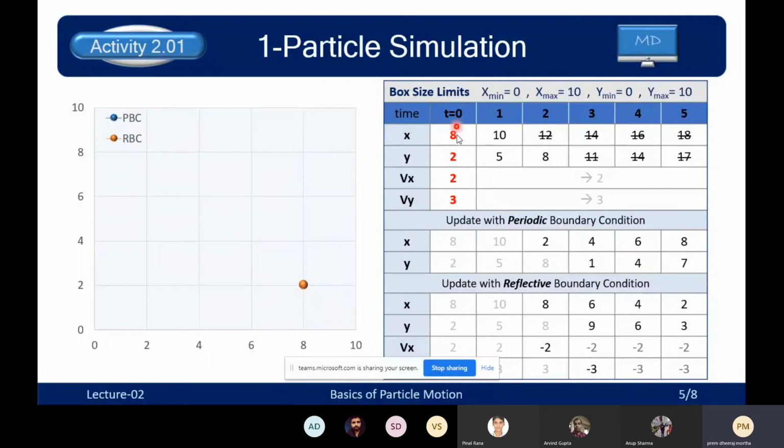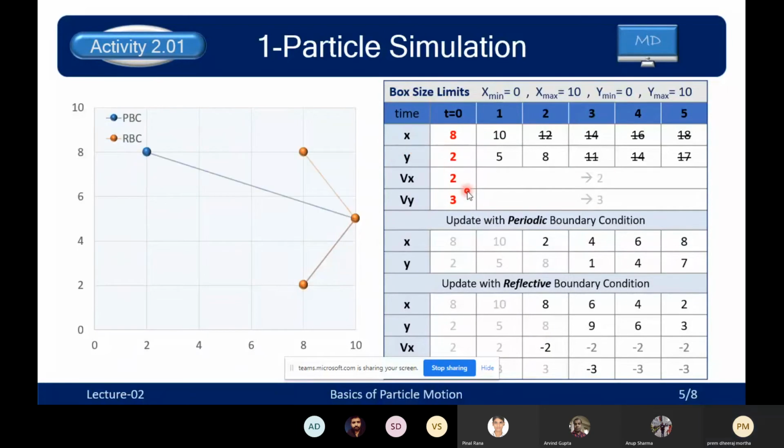At this particular time step, I have the position, and in the next time step, I have the position as 10 and 5 for both periodic as well as reflective boundary conditions. That is what I have represented here. At this point, I have to decide on my system whether to go with periodic boundary condition or reflective boundary condition in the next time step, because I'm crossing the boundary now. This particle is hoping to move out of the system and reach here, at x being 12 and y being 8.